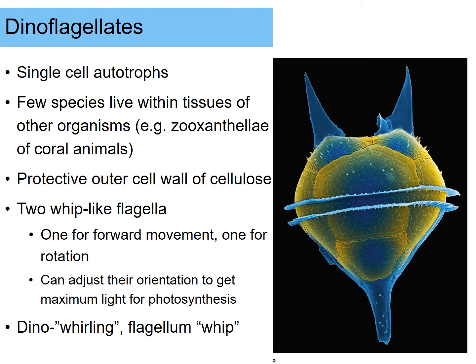Dinoflagellates have two whip-like flagella. One is for forward movement and the other for rotation. And they can adjust their orientation to get the maximum light for photosynthesis. Dino is Greek for whirling and flagellum, whip.